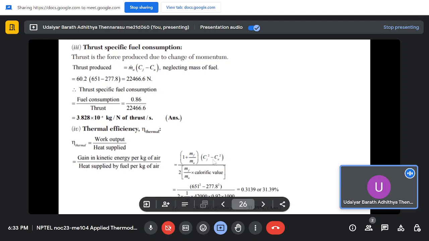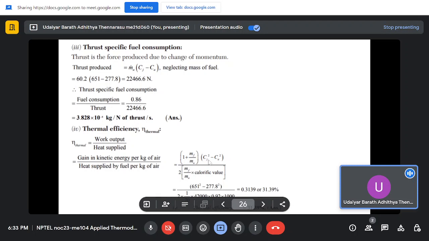Now this can be simplified by assuming 1 plus mf by ma as 1, because the fuel air ratio will be very small. If you say 1 by 70, it is very small and the value is close to 1. So you can assume 1 plus mf by ma as 1, or you can substitute that as well. Here I have assumed 1 plus mf by ma as 1.